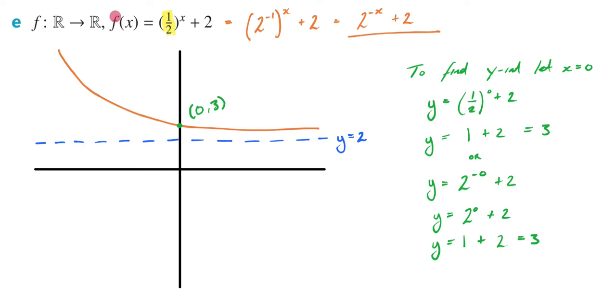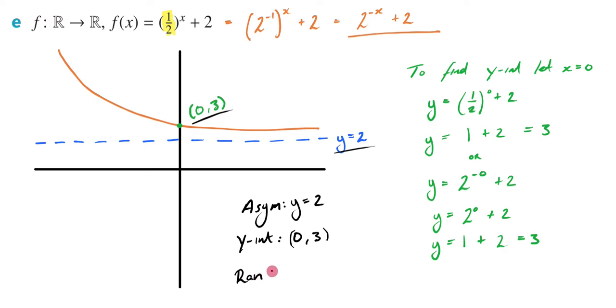Easy peasy. Now we need to find some things. We need to find my asymptote, which we know is going to be y equals 2. We need to find my y-int, which we know is going to be 0, 3. And finally, we need to find my range. That's right, my range. So I'm going to start at 2. I'm not including 2, and I'm going all the way to infinity. So just like that, we've found what we needed to find. My asymptote is 2, my y-intercept is 0, 3, and my range is 2 to infinity. Hopefully this has been helpful.